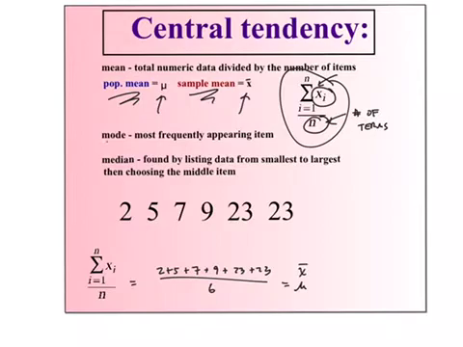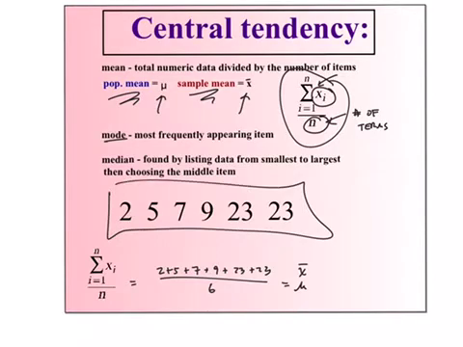The mode, as you know, is the most frequently appearing item. So in this case, the mode would be 23. And the median, if we put them in smallest to largest, if we have an even number of numbers, for example, this set has 6 numbers, the median will be called Q2, and it'll be the average of the 2 middle numbers. So Q2, or the median, would be 8 here.